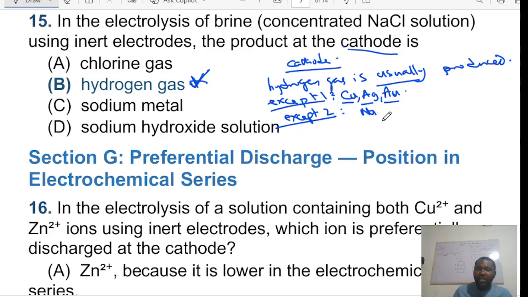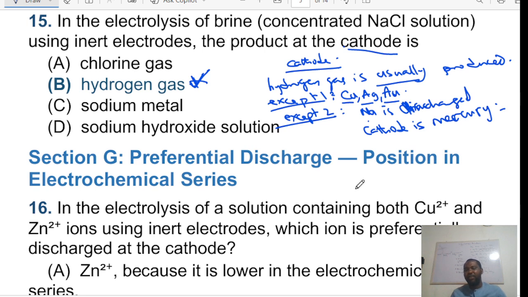There is a time where sodium can be discharged. Sodium is discharged when the cathode is mercury. The only time sodium is discharged is when the cathode is mercury. Because sodium is very attracted to mercury, sodium will combine with mercury to give us what we call sodium amalgam.